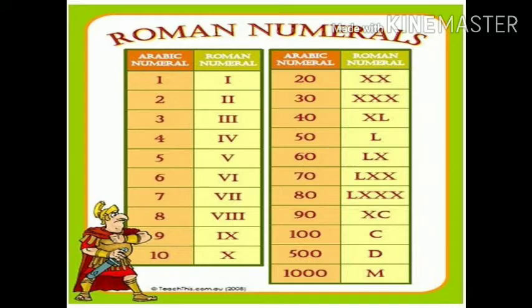Then continuing, for 20, you write double X. For 30, triple X. For 40, XL. 50, L. 60, LX. 70, LXX. 80, LXXX. 90, XC. And for 100, it is C. For 500, it is D. And 1000, it is M.